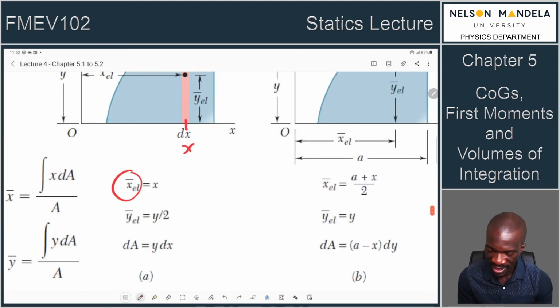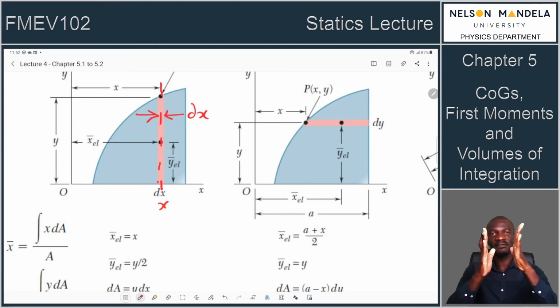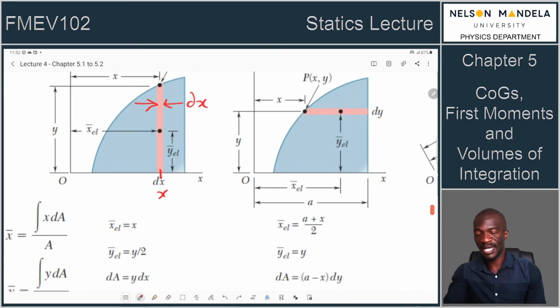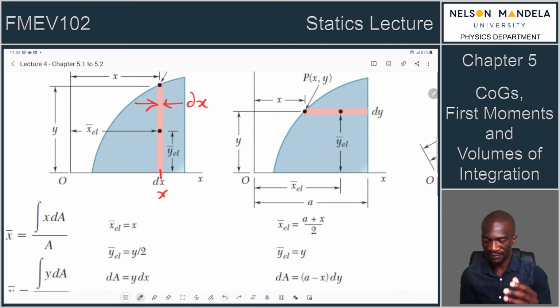The definition of x element, we said x element is simply the x position of our strip. It is infinitesimally thin, so its centroid is exactly at its point of thickness. It's very, very thin. So that's our x element. Then you can use it in that first moment equation if need be. Your y element, we've defined it. It's half the what? Half the height.